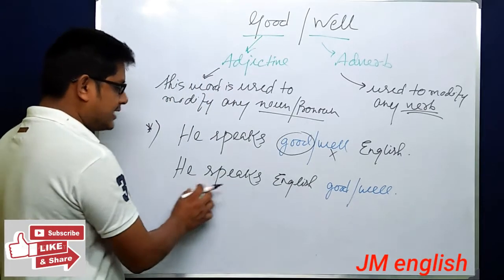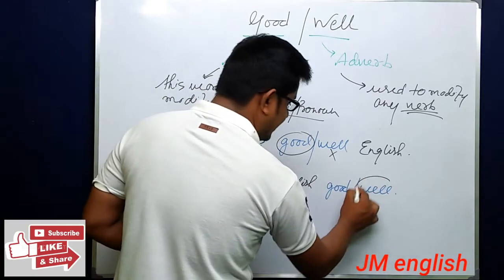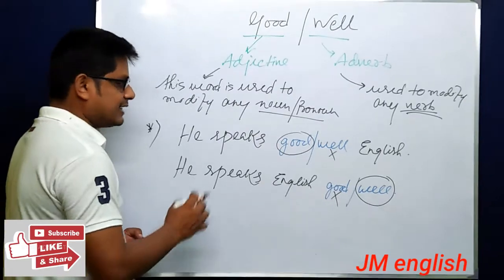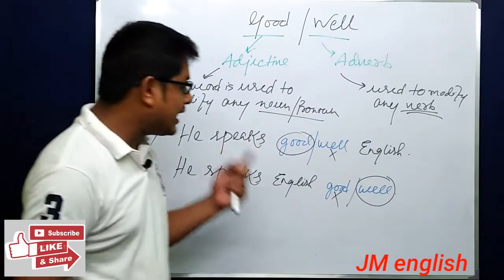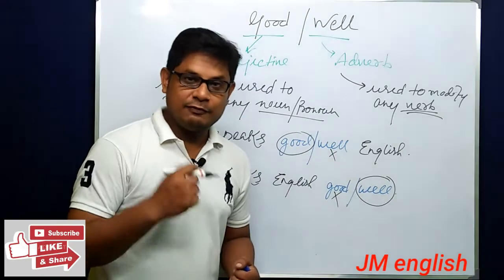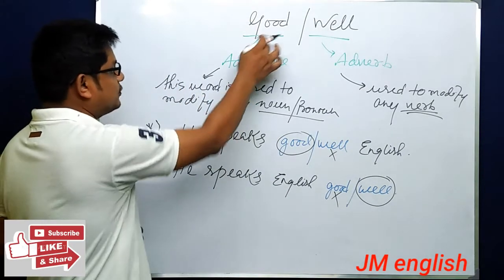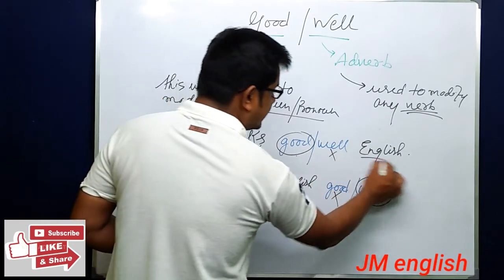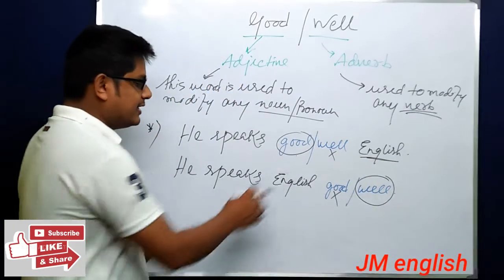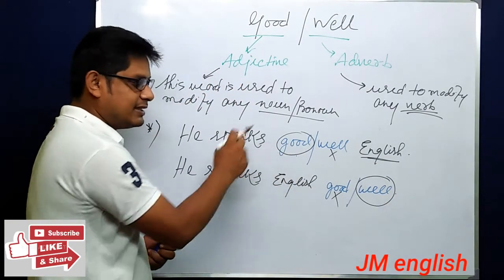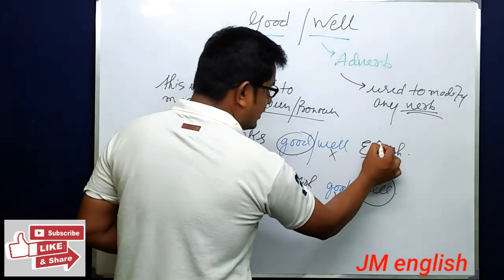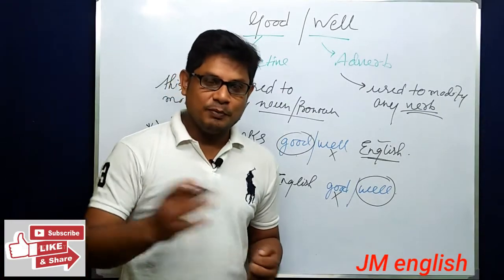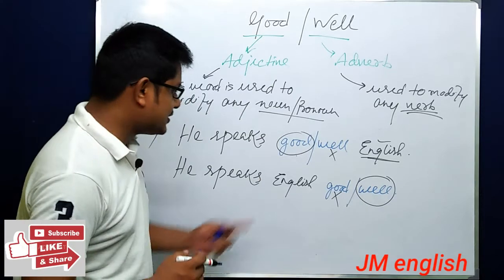Now in the second sentence, he speaks English well, this one is right, and the other one is wrong. So in the very first sentence, I have used good English. Now, why good? Why not well English? If I explain, you will see I have said good is an adjective. And being an adjective, it is used to modify this noun, English. Right? And being an adjective, it is usually used before any noun. So that's the reason this one is right.